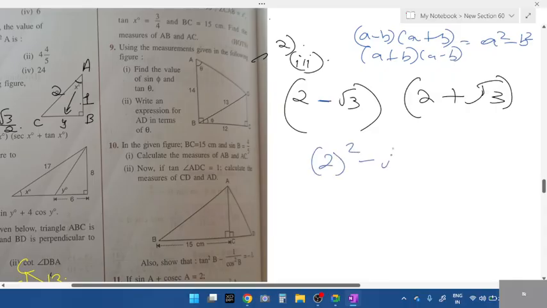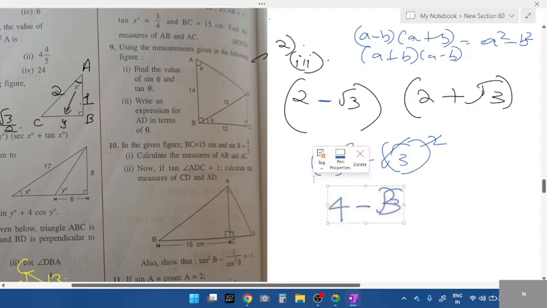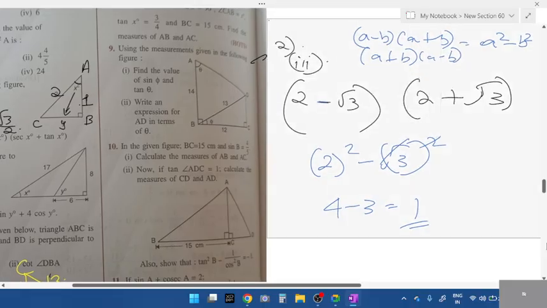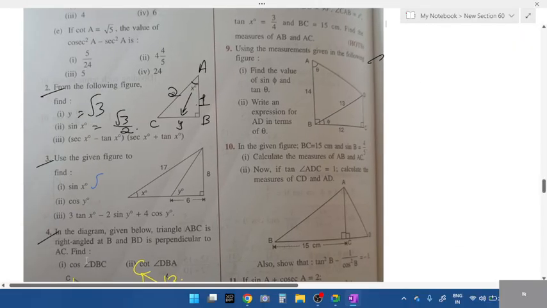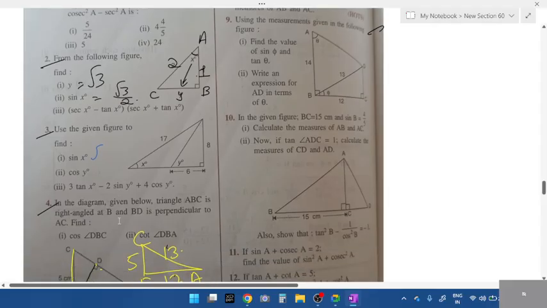2 square minus root 3 the whole square. What's the answer? 4 minus 3, the answer is 1. This is how you get the question. Same concept, they'll give you alphabets. They'll give some alphabets to solve. Next question. How many triangles are there?